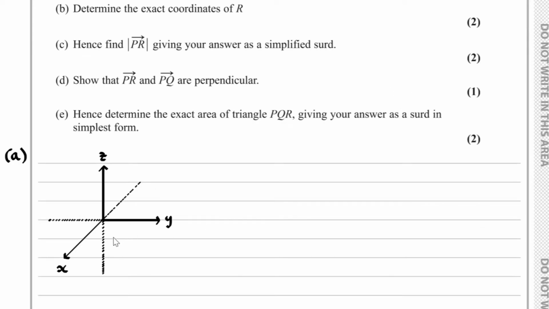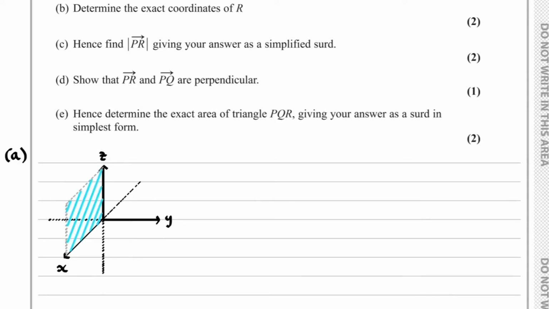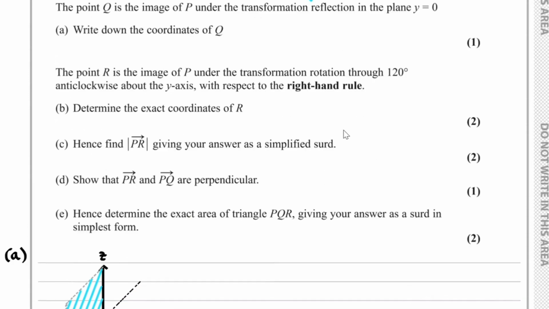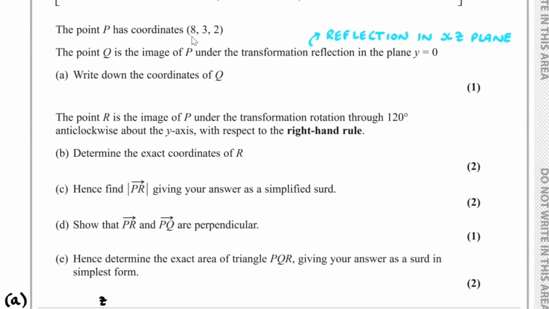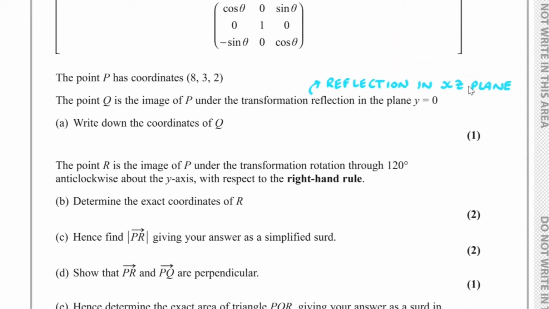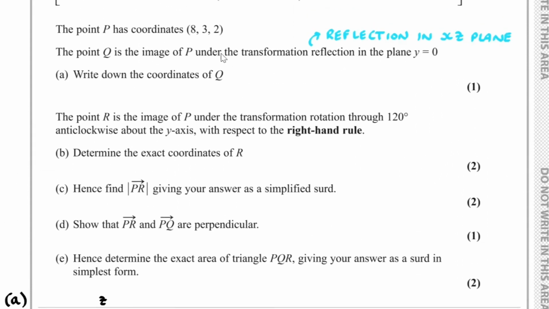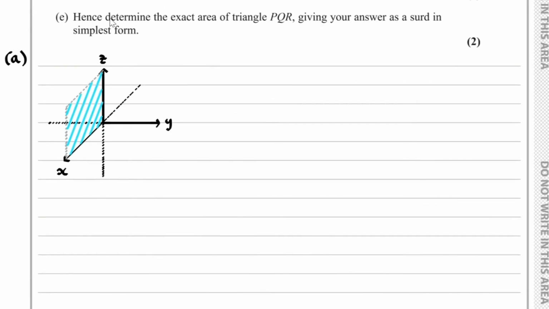Well, if we've got a coordinate axis and we reflect in the plane y equals 0, well, this is the same as reflecting in the xz plane, as we see here. So if I've got the point P with coordinates 8, 3, 2, if I reflect that in the xz plane, I multiply the y coordinate by minus 1, and so therefore the point Q would have coordinates 8, minus 3, 2.